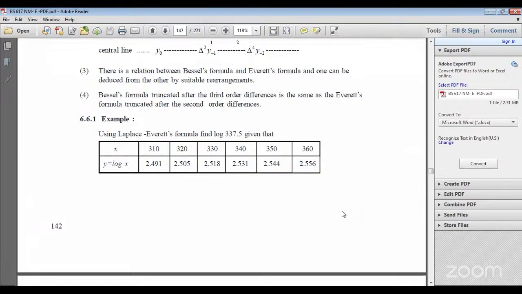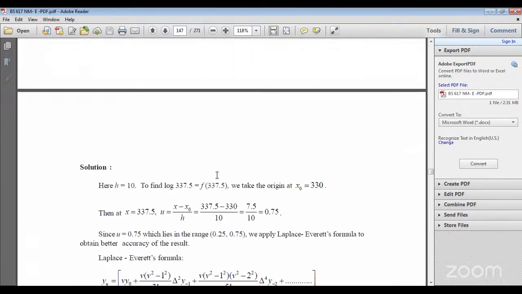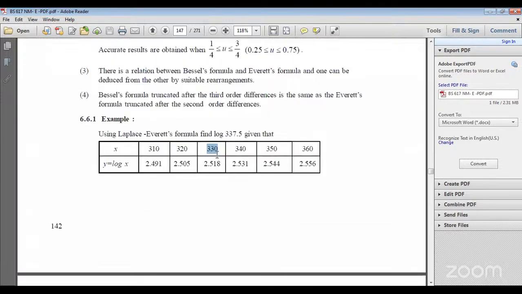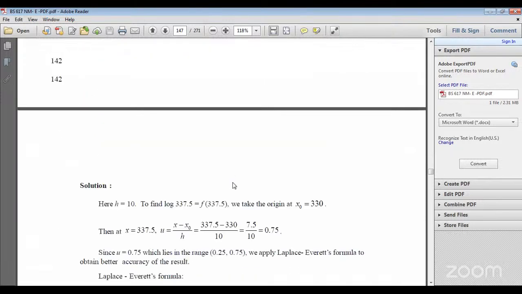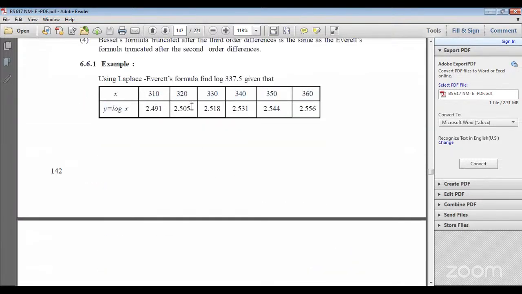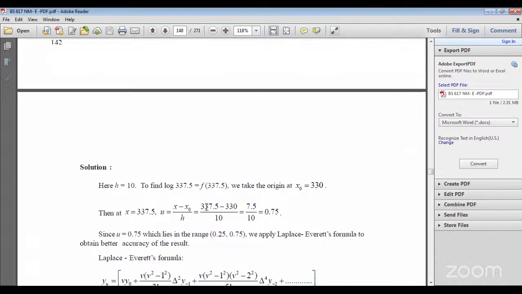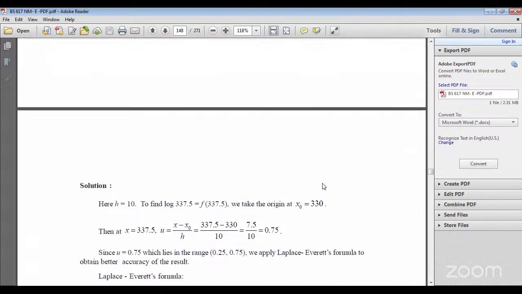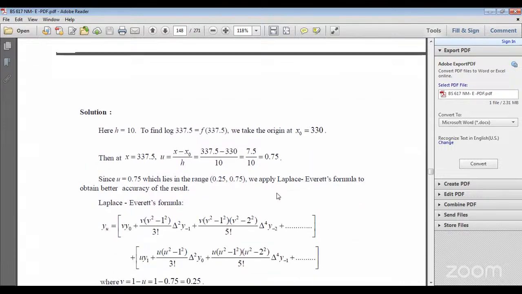There is one problem we will take here: using the Laplace-Everett formula, find log 337.5. 337.5 is near 330, and the values are given here. I already told you 330 is nearby, so 337.5 minus 330 divided by the interval 10. The interval is 10, 330 minus 320, so h is equal to 10. Since u is equal to 0.75, which lies between 0.25 and 0.75, we apply the Laplace-Everett formula to obtain better accuracy of the result.